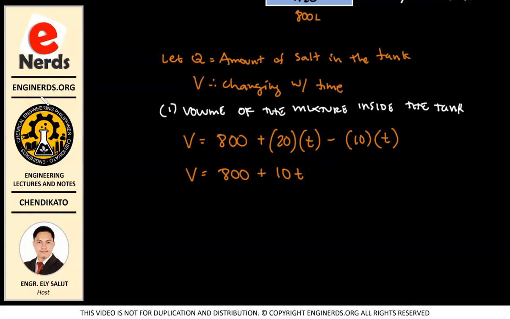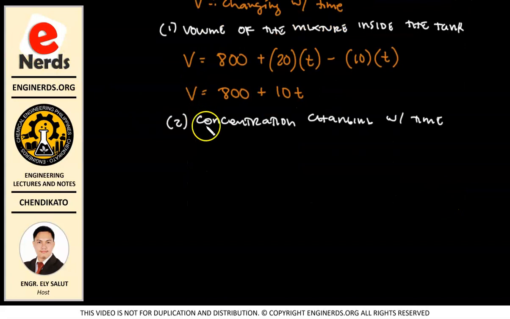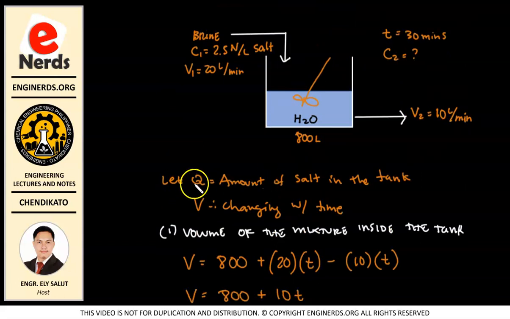Now, let us find out yung ating equation for concentration that is changing with time. So, we have concentration which is changing with time. Okay, so this is also changing with time, no? So, we know our equation for concentration. So, we have concentration is equal to the amount of salt over the volume ng ating liquid sa tank, no? So, ano ba yung nagre-represent ng ating amount of salt? We have Q, no? Ito yung ating assumption here.